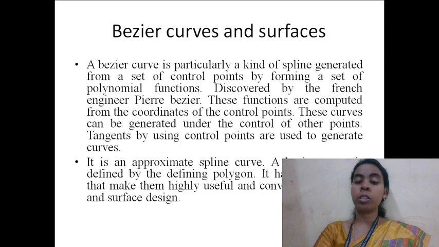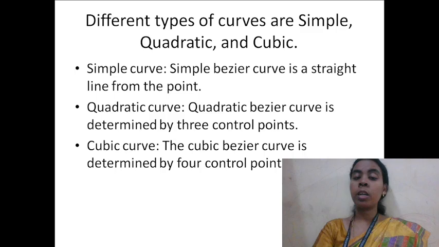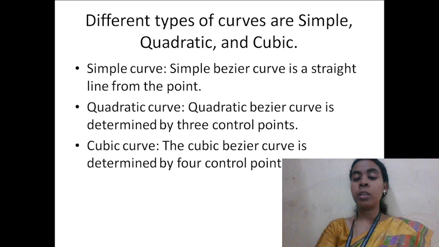Different types of curves are simple, quadratic, and cubic. The simple Bezier curve is a straight line between two points. It contains 2 points. The quadratic Bezier curve is determined by three control points. It bends the curve. The cubic curve is determined by four control points.